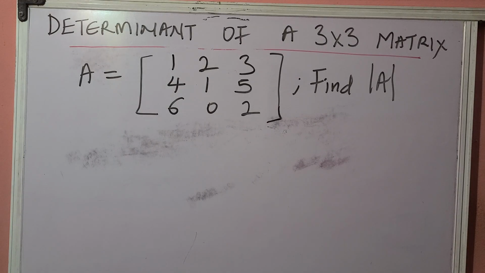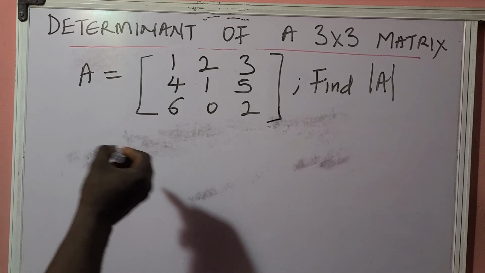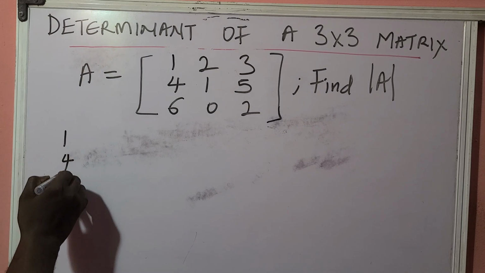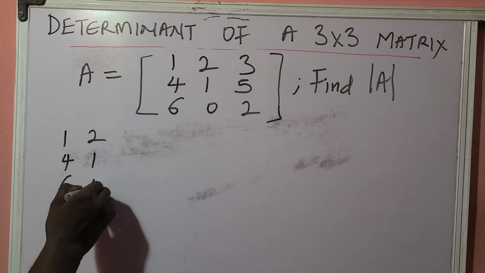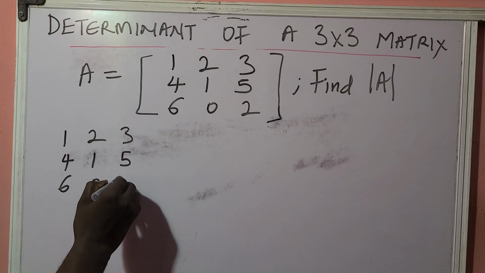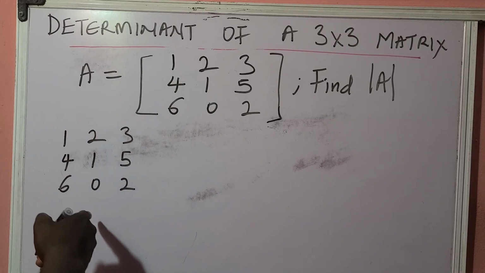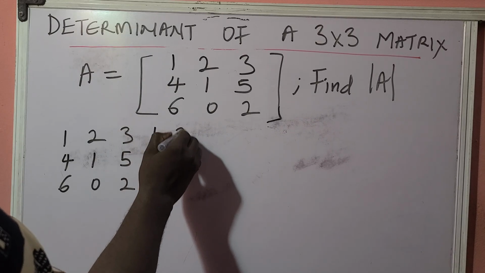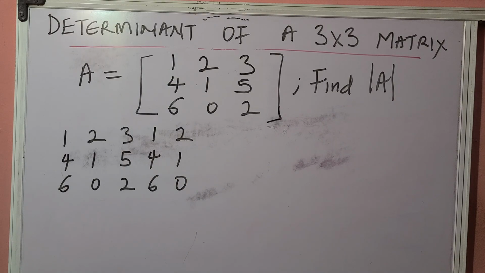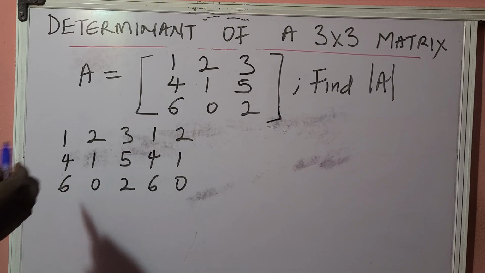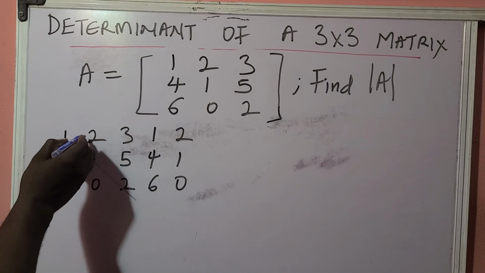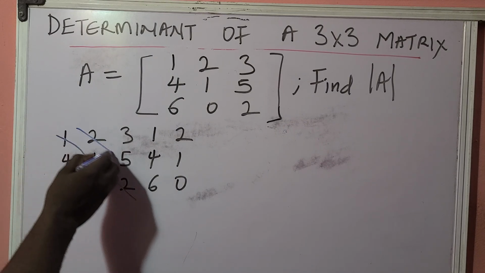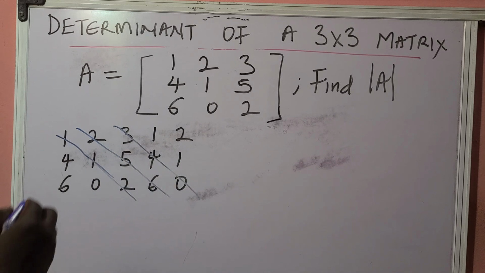All right, let's try and solve this example also. You can pause the video right now, attempt it yourself, and follow through on the video and confirm your answer. The first step is for you to rewrite the matrix. Then you duplicate column 1 and column 2. The next step is to identify your leading diagonal. This is your leading diagonal. And then your other diagonals.